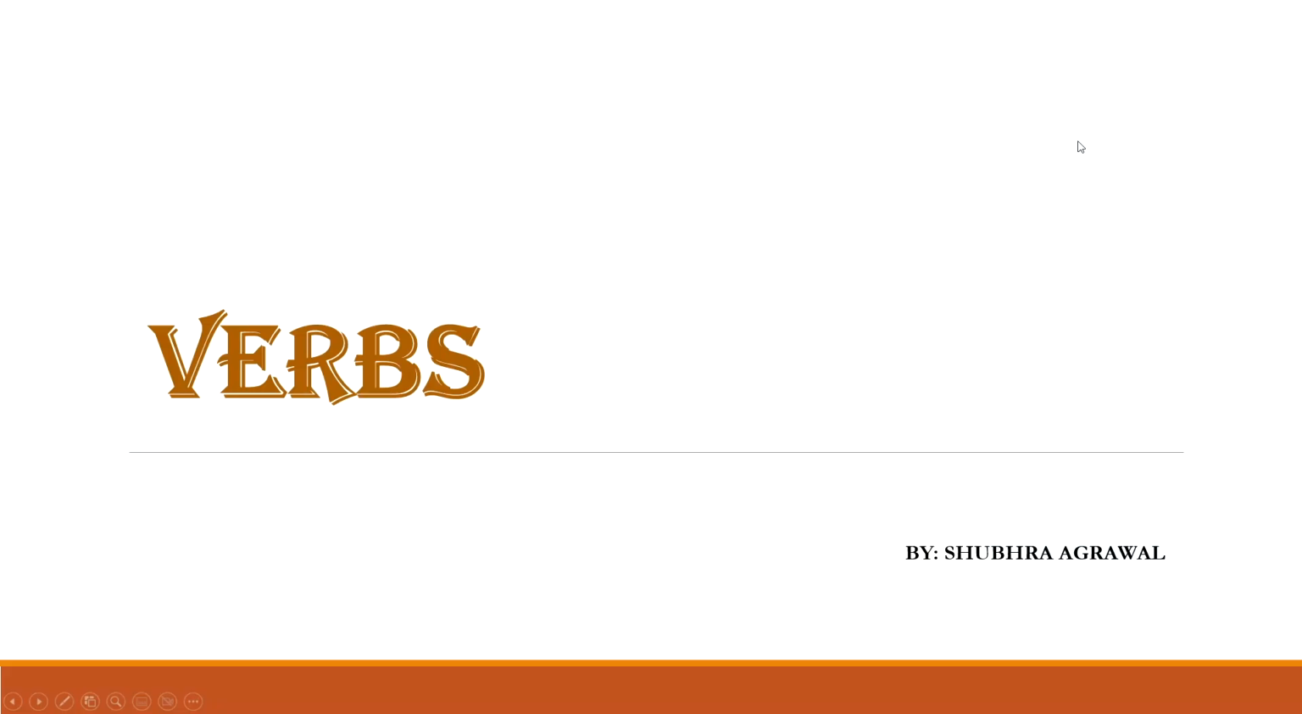So till now we have covered various kinds of parts of speech, that is nouns, pronouns, articles, adjectives, adverbs, prepositions and conjunctions. I hope everything is clear to you all. So let us start with another part of speech, which is verbs. So what is a verb?